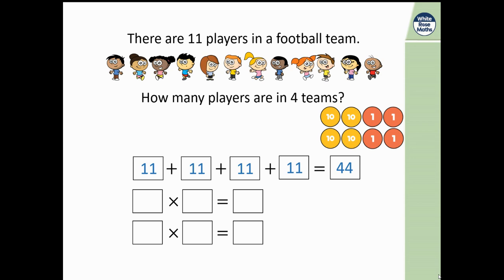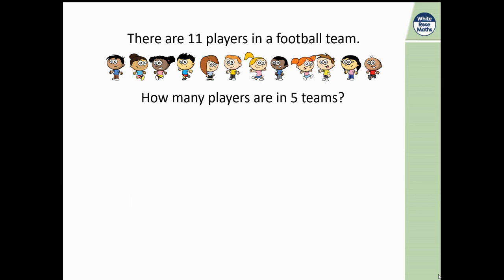I could also write it as a multiplication. How could you write that as a multiplication? Have a think and write that down on your piece of paper. That's right, I've got 4 teams of 11 people, so that would give me 44. Or I could write 11 players in 4 teams is the same as 44 players or people.